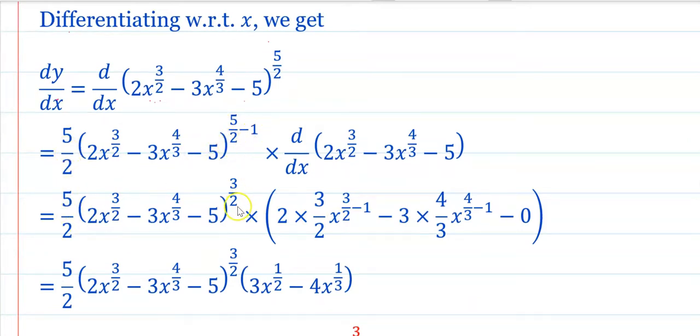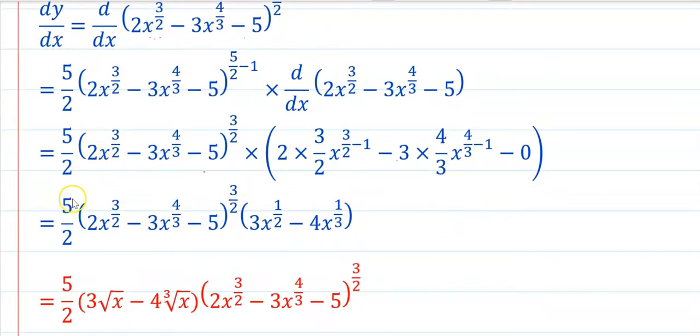5 by 2 minus 1 means what? It's 3 by 2. Keep it as it is into d/dx of 2 into x raised to 3 by 2. This 3 by 2 comes forward again. x raised to 3 by 2, minus 1. Again here 4 by 3 comes forward, x raised to 4 by 3 minus 1. Okay. And the derivative of this constant is again 0.